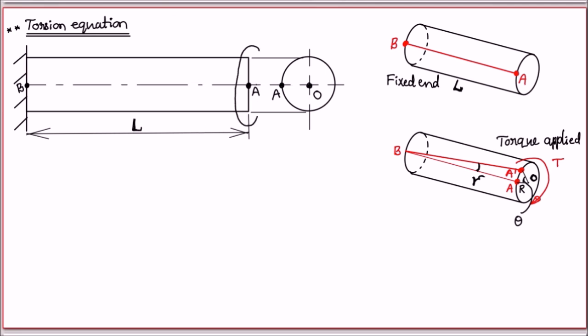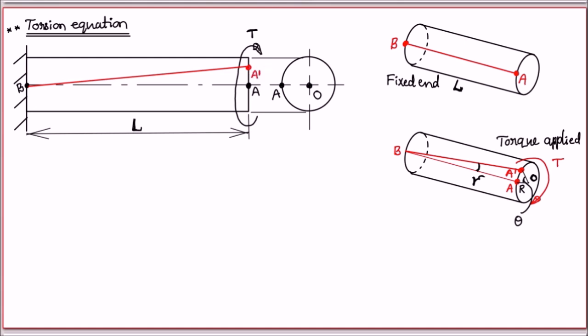Let us say I'll apply the torque like this. Torque is nothing but twisting moment. I call this as T. When I apply the torque T, what happens? The line BA gets rotated. Just like I showed here in the 3D sketch, the point A gets shifted to some new location here.